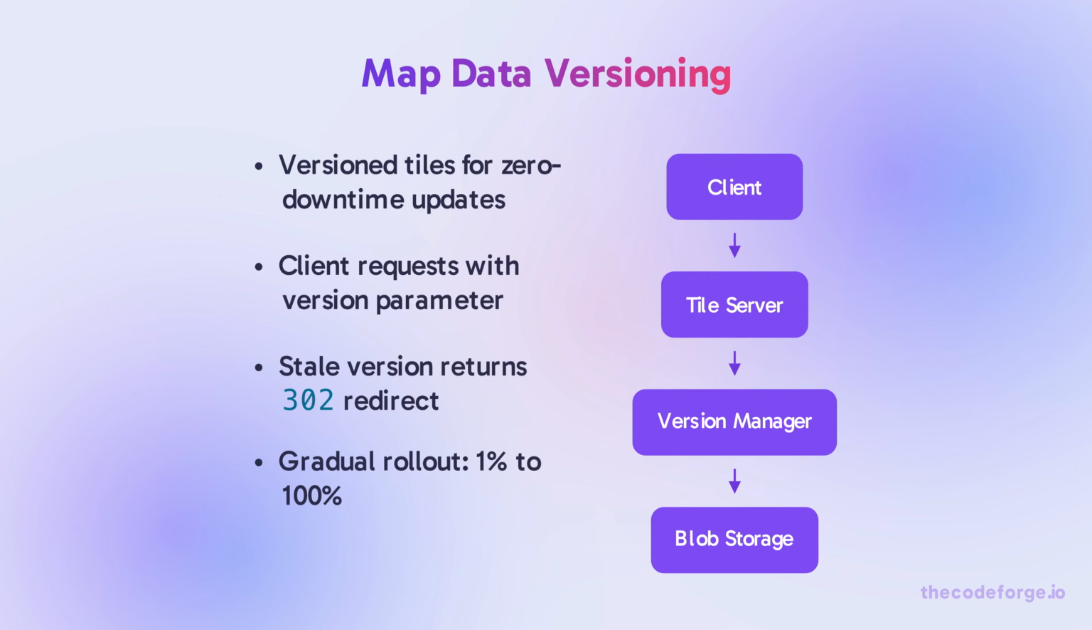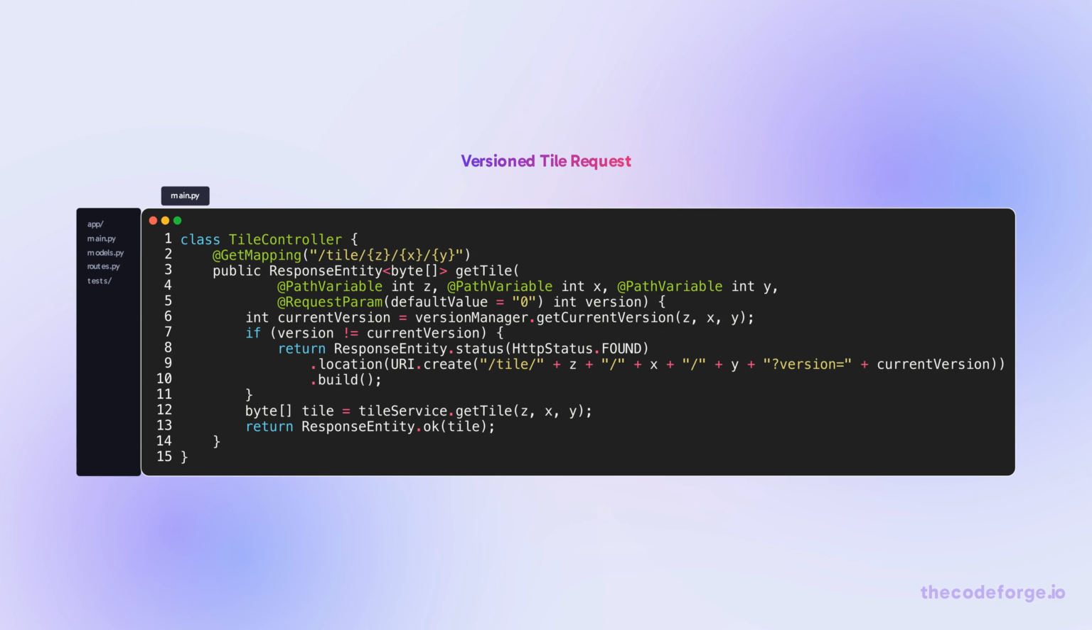This allows gradual rollout. This controller checks the requested version against the current version. If they don't match, it returns a 302 redirect with the correct version. This allows clients to update seamlessly.